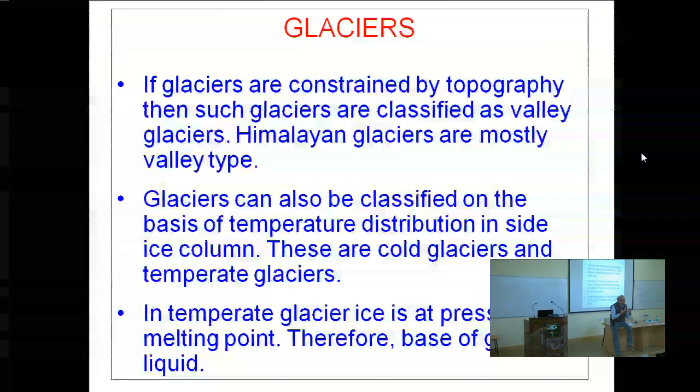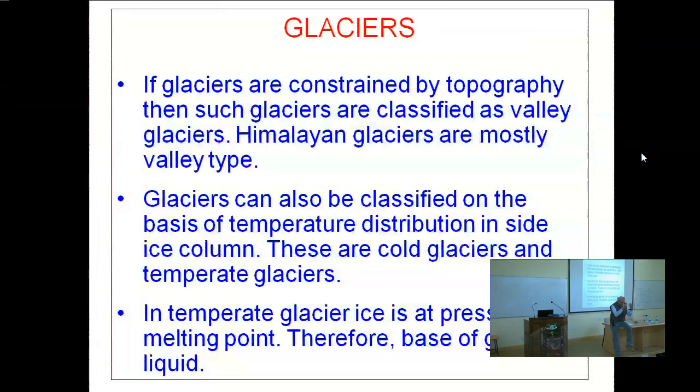And because of that, as you go down, what happens is the melting on the surface, that water penetrates inside the ice. Since the temperature inside is below 0 degrees Celsius, that water refreezes, and when it refreezes, it gives enormous amounts of latent heat as it changes phase from water to ice, and again that ice temperature comes to the melting point. So many glaciers in Himalaya are at pressure melting point.